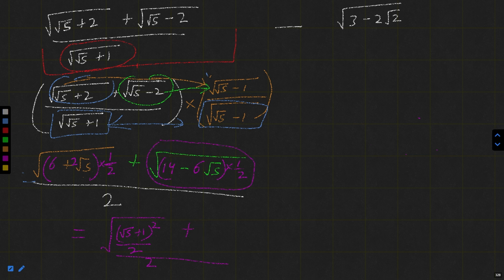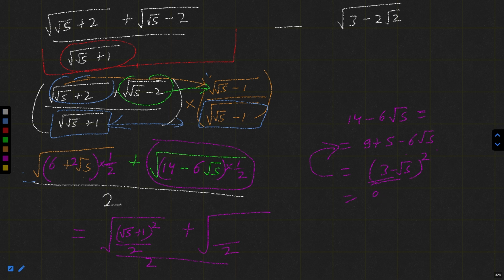So here it is. Now 14 minus 6 root 5 can be rewritten as 9 plus 5 minus 6 root 5. Yes, and this is equal to 3 minus root 5 whole square. If you open it, you will get this. Let me open it for you.